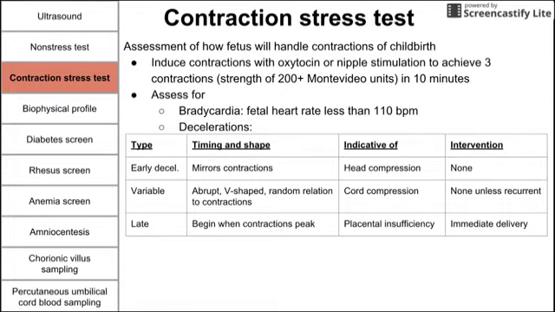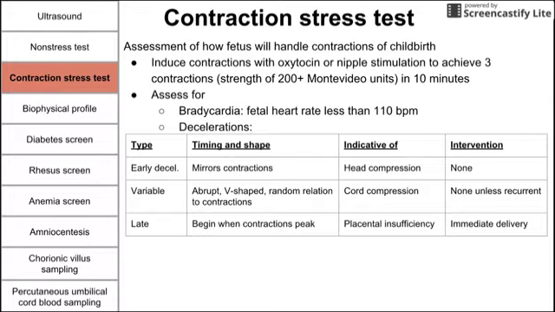Variable decelerations show a more abrupt drop in baby's heart rate. They are V-shaped on that graph, and they have a random relation to contractions. Sometimes they happen with contractions, they might not. In general, variable decelerations are indicative of cord compression. There is no intervention in variable decelerations unless they are recurrent or prolonged. So usually you don't have to do anything about them if you just see one variable deceleration by off chance. But if they become recurrent and if they are for too long, they might be more concerning.